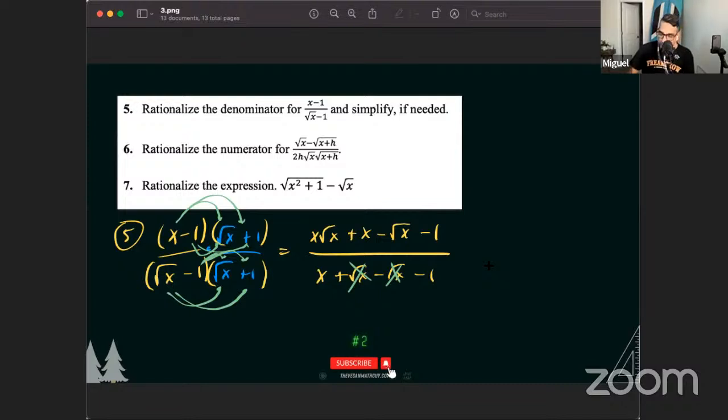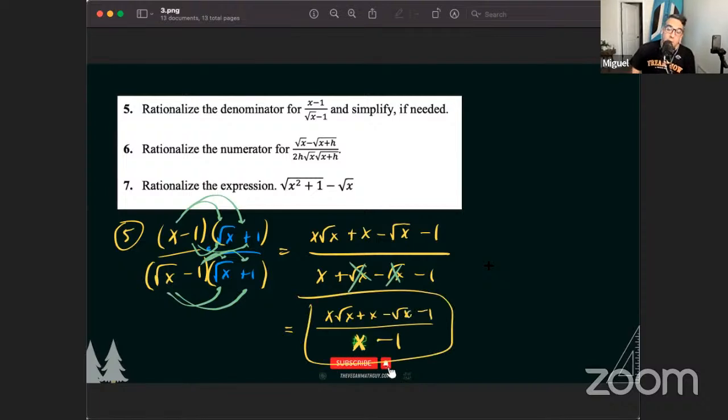So let's go ahead and rewrite this. Let's see, on the bottom, I'm still left with x minus 1. I think that's just a good expression to leave it as. And on the top, again, there's nothing to simplify. So we're just going to leave it like that. That is us rationalizing the denominator. Okay, let's go to number 6.